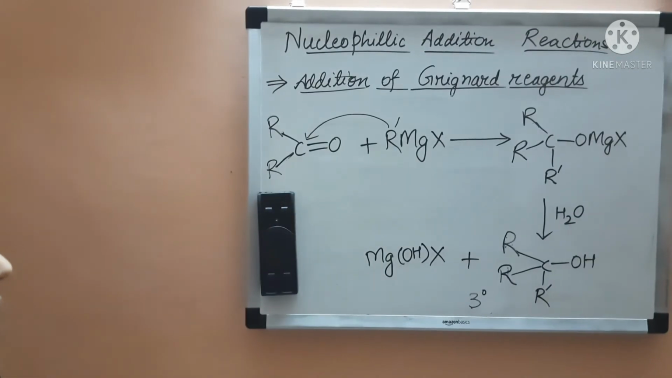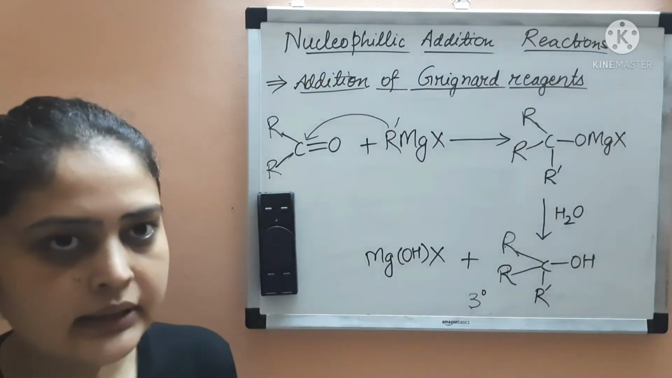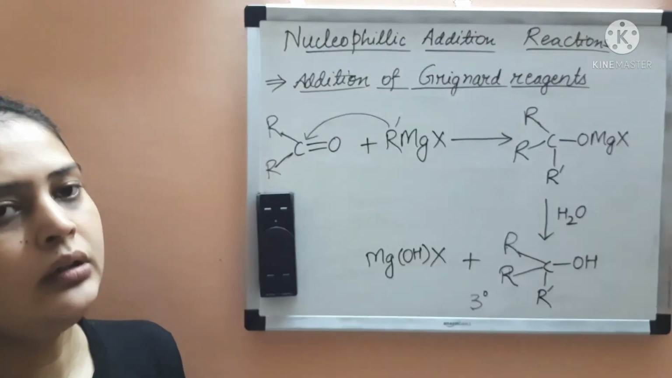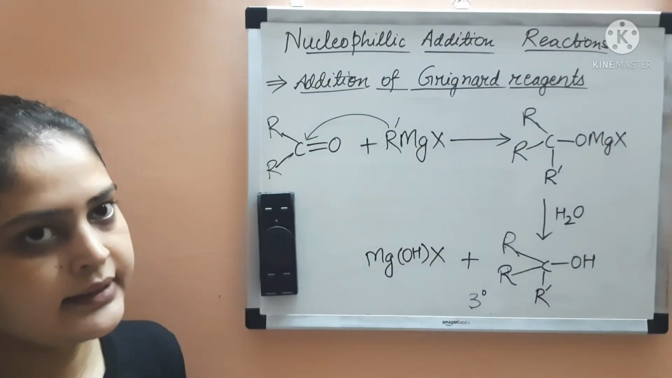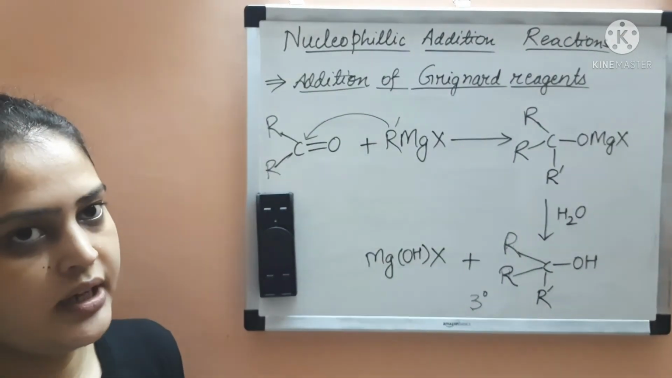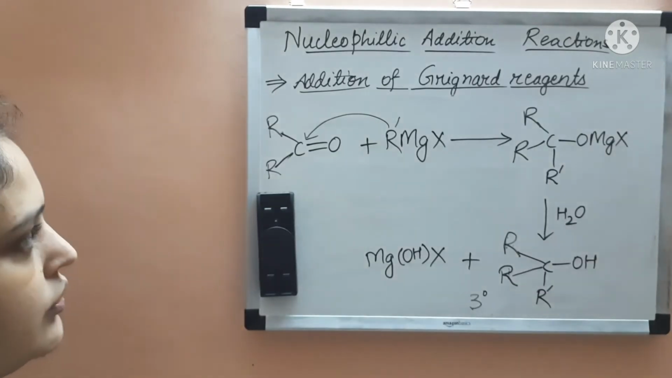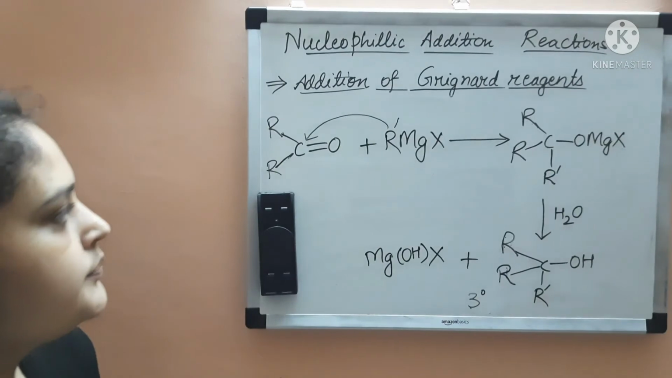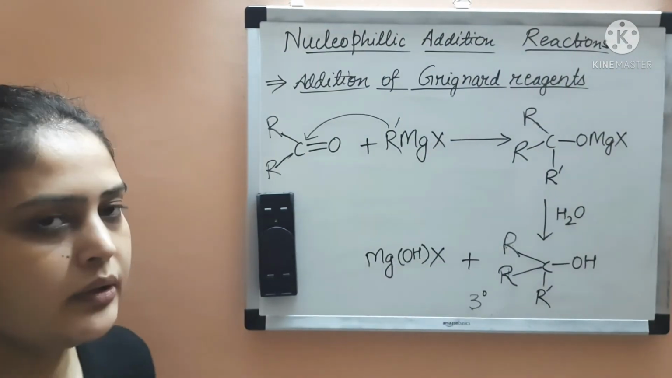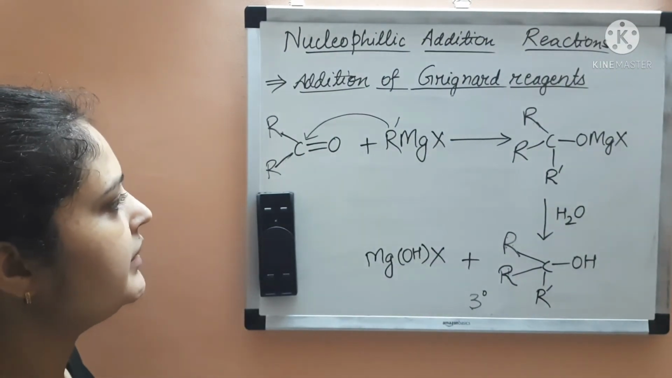So what we concluded is that with methanal we get primary alcohol, with other aldehydes we get secondary alcohol, and with ketone we get tertiary alcohol. So these were the conclusions. And let us do one problem so that you can understand it better.